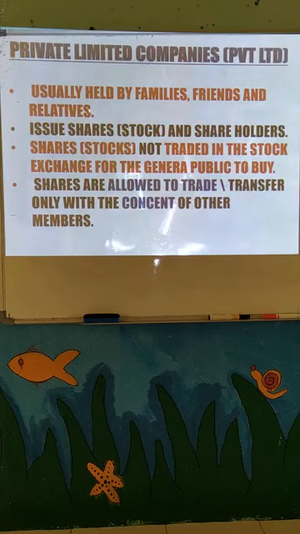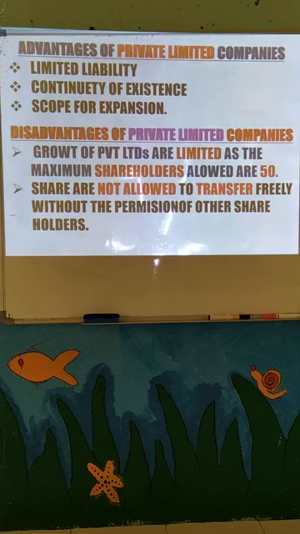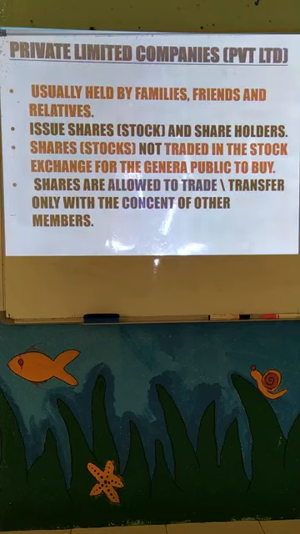See, they are usually held by families, friends and relatives. That's the most important point about the private limited company. Its owners will be family members or friends, known people always. And they will issue shares or stocks. These private limited companies also will issue shares to the shareholders.